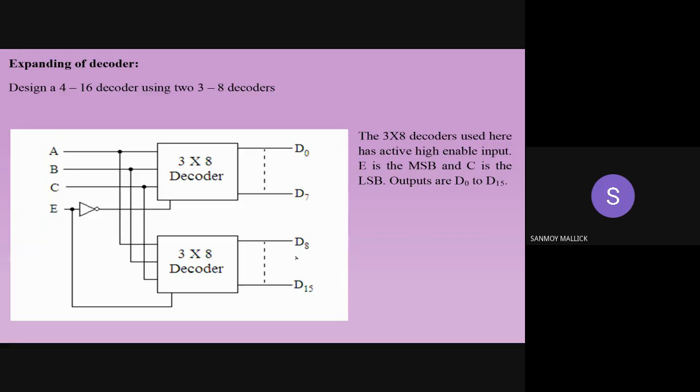That is actually, this sensitivity is not used here. This word is not used here. Rather it is called the enable. Enable means when the decoder is enabled, then it works according to the principle of the decoder, and when it is disabled, whatever be the input combinations, that will not work.